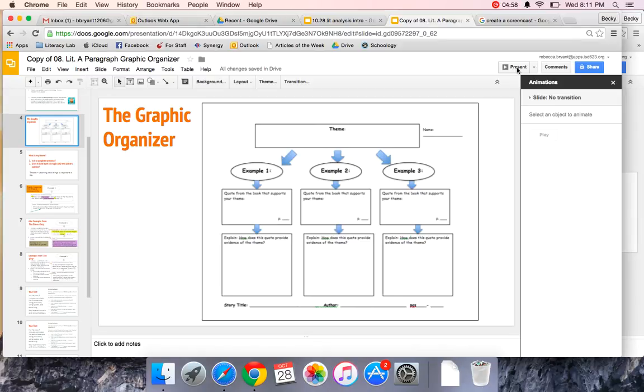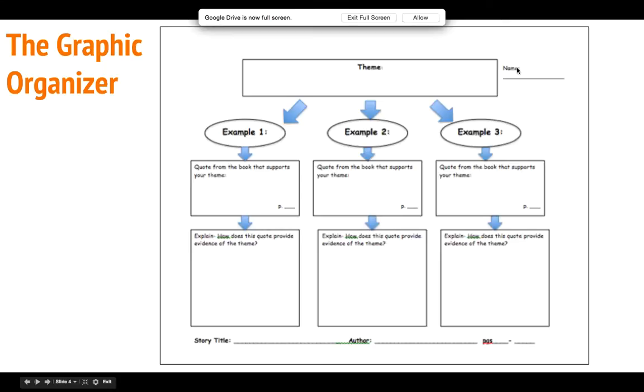Class, I'm going to teach you how to use your graphic organizer to create your theme, your quote, and your explanation. You need to have your graphic organizer in front of you and follow along, please. The first thing I'm going to do is take my first example and look at the theme. I need to decide what my theme is.